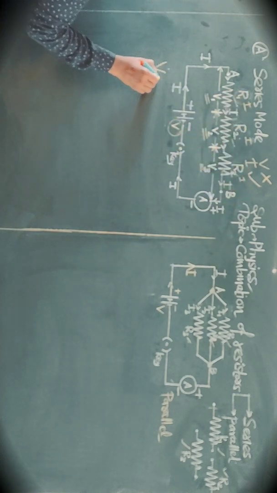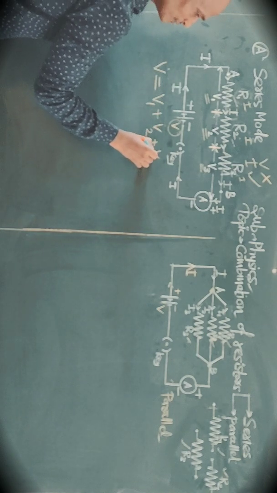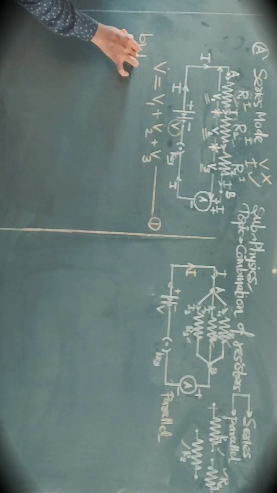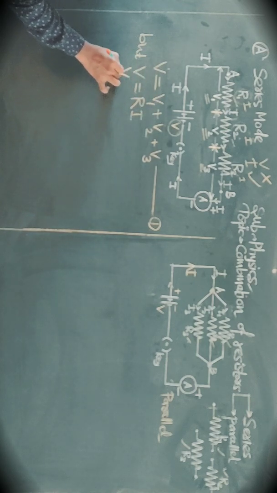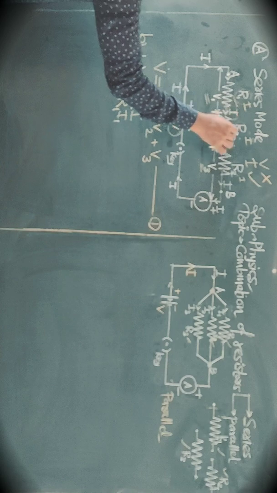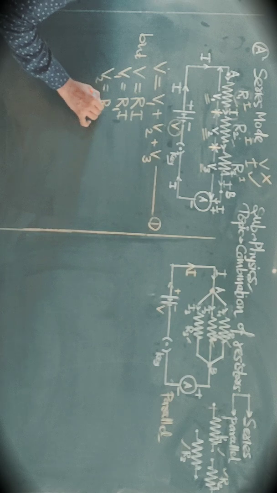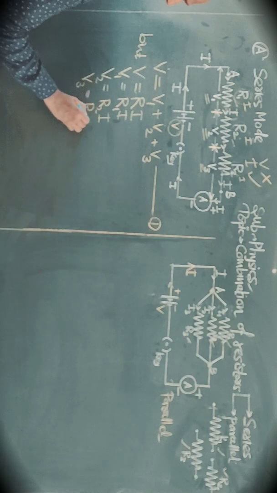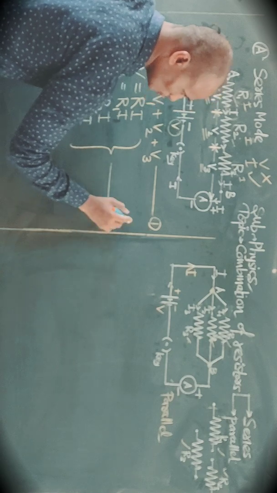So we can write for a series mode, V will be the sum of all the voltages across those resistors. Let us say equation 1. But as per Ohm's law, we know V is equal to RI. So V1 will naturally be R1 I1. But since current is the same, we can take it as I. Similarly, V2 will be R2 I, V3 is R3 into I. Let us say as equation 2.